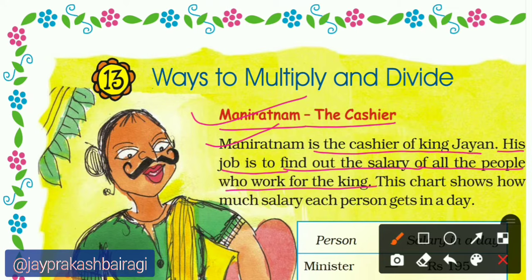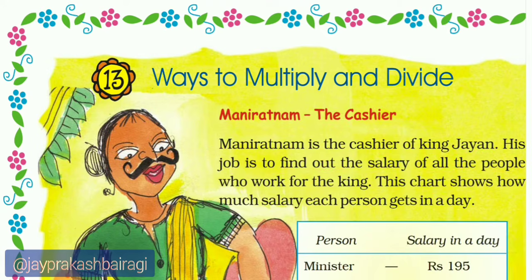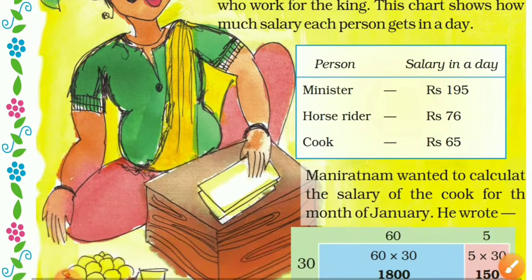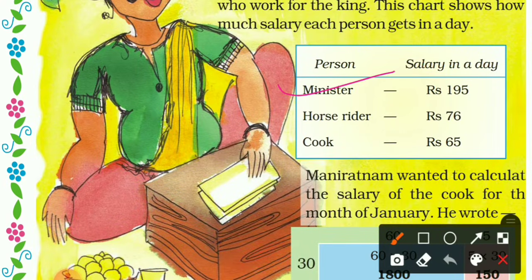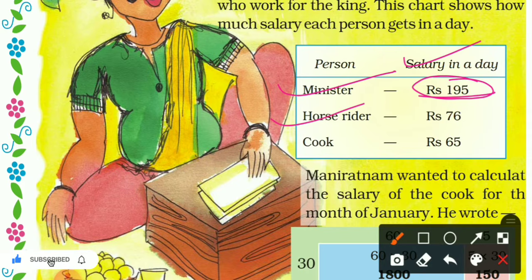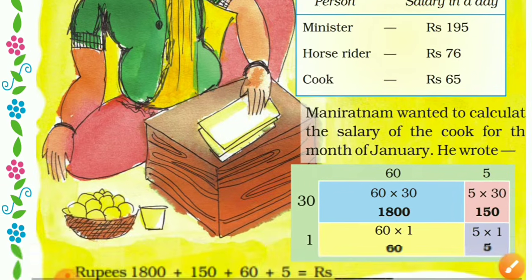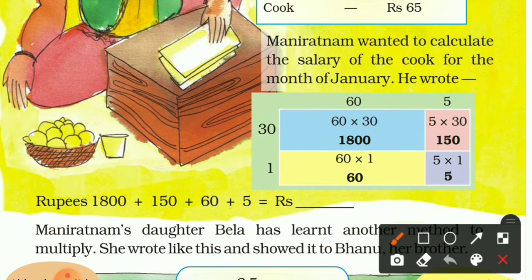So which persons are working here? Let's see. This chart shows how much salary each person gets in a day. So here are the persons who work for the king: the minister, and he gets 195 rupees per day. The horse rider is getting 76 rupees in one day, and the cook is getting 65 rupees for one day. And now Maniratnam wanted to calculate the salary of the cook, which is 65 rupees per day, for the month of January.